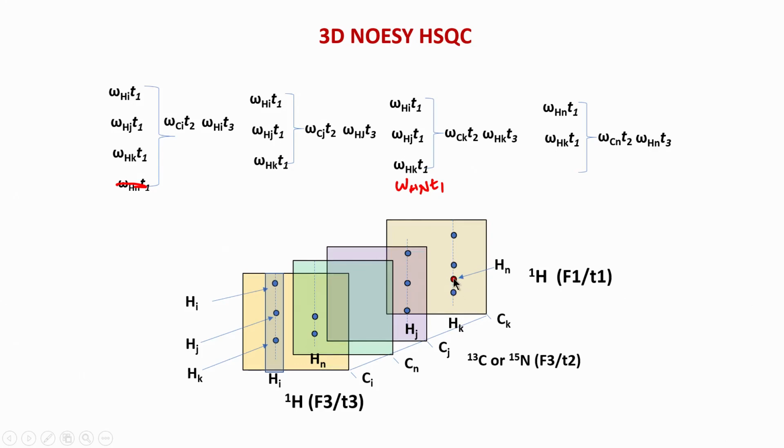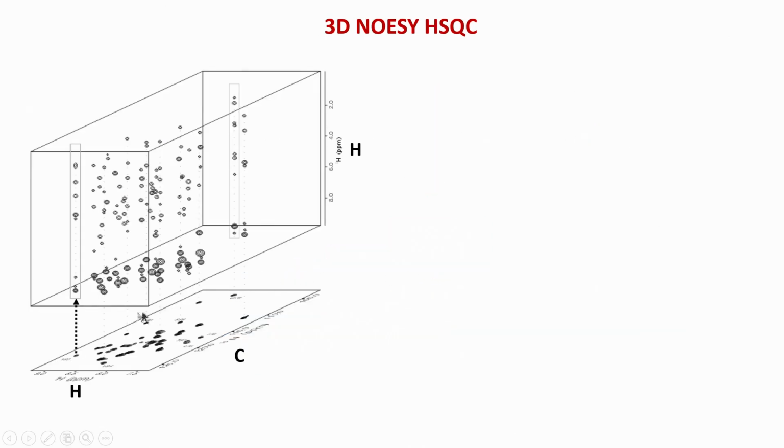So, the Hn correlation now to Hk is giving us distance information between these two atoms, Hn and Hk. That is basically the essential, unique, and very beautiful idea about NOESY: it gives me chemical shift correlation between far away protons. I mean far away in the sequence of amino acids, but near in space. So, this is what is shown here.